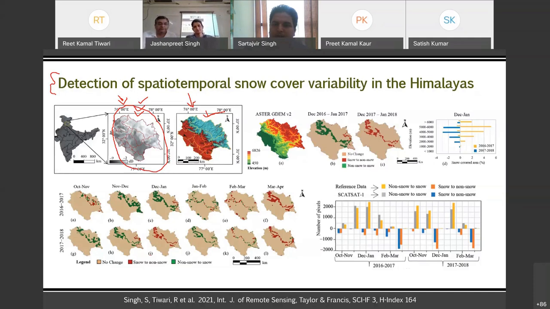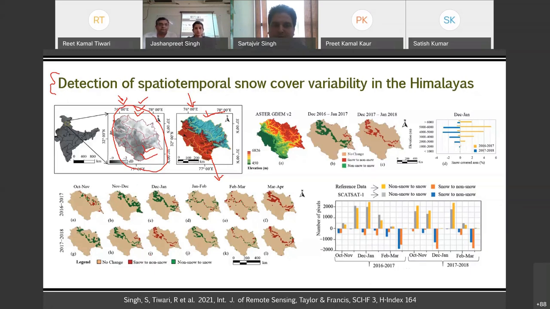Another problem associated with optical images is that they are extremely affected by the presence of clouds. That is one of the disadvantages. But the advantage of this optical data is that it gives you information in multispectral or hyperspectral form, which is not possible with the scatterometers. However, our interest in this research is to identify the snow, which is possible with this scatterometer data.